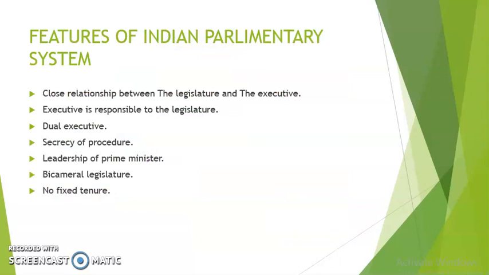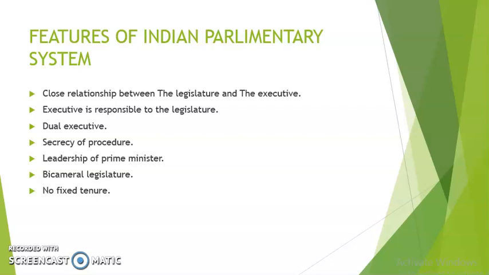So now let's see some of the features of the Indian parliamentary system. First one, close relationship between the legislative and the executive. All the members of the council of ministers must be members of the parliament. Only a leader from the majority party is appointed as prime minister. On the advice of the council of ministers, the president can summon.